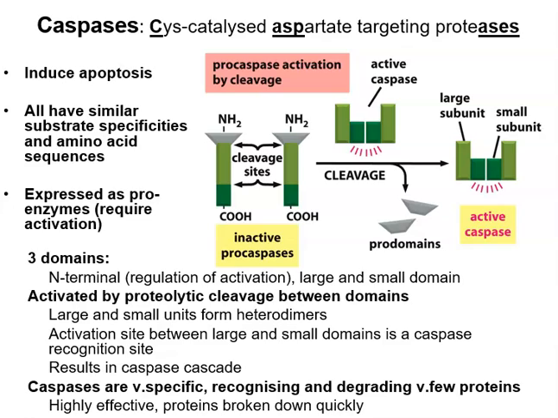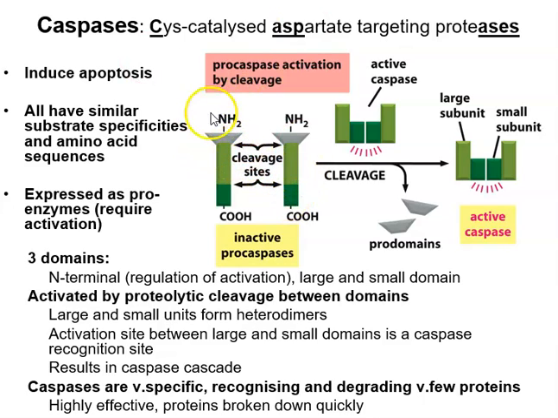So we're going to move on to the caspases themselves, and caspases are cysteine-catalyzed aspartate-targeting proteases. That's where the name caspase comes from. Quite a lot of the caspase enzymes induce apoptosis. There are other caspases that do other things, but a whole large family of them induce apoptosis. And they all have the same generalized structure.